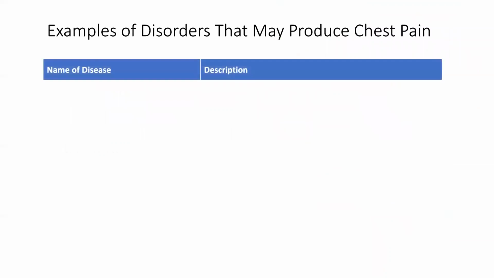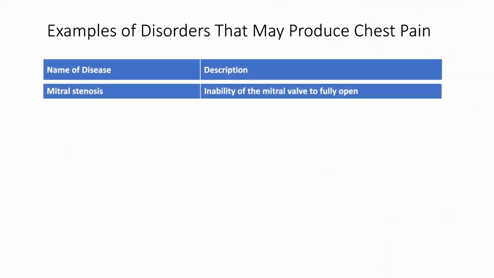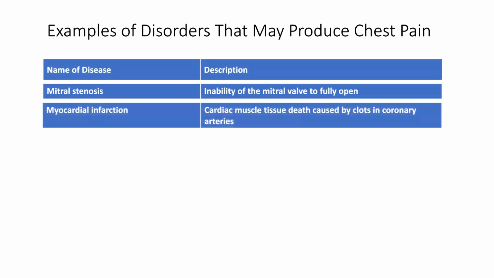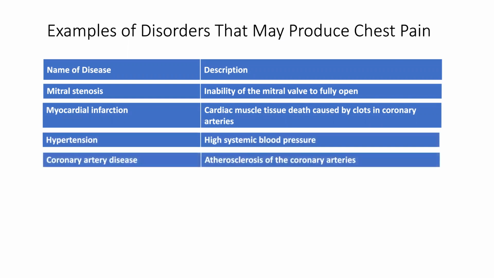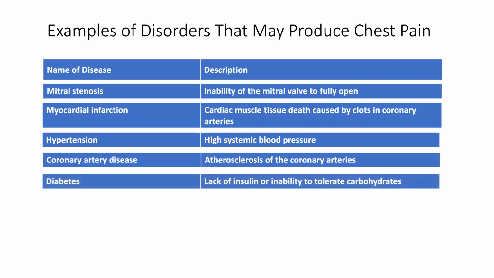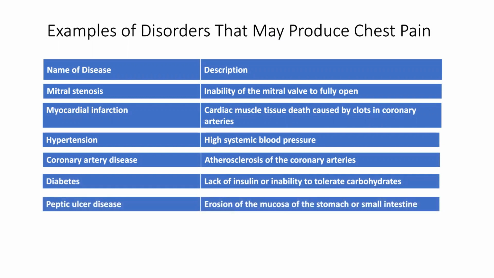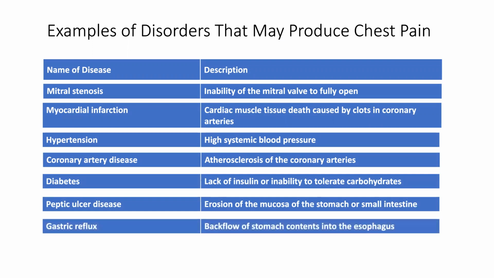Here are some examples of disorders that may produce chest pain. Mitral stenosis is the inability of the mitral valve to fully open. Myocardial infarction is cardiac muscle tissue death, caused by clots in the coronary arteries. Hypertension is high systemic blood pressure. Coronary artery disease is the atherosclerosis of the coronary arteries. Diabetes is lack of insulin or inability to tolerate carbohydrates. Peptic ulcer disease is erosion of the mucosa of the stomach or the small intestine. Gastric reflux is the backflow of stomach contents into the esophagus.